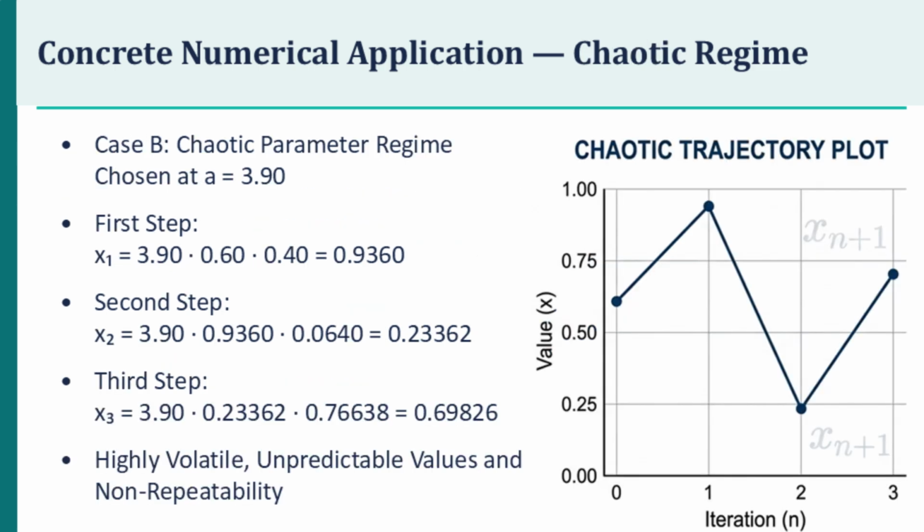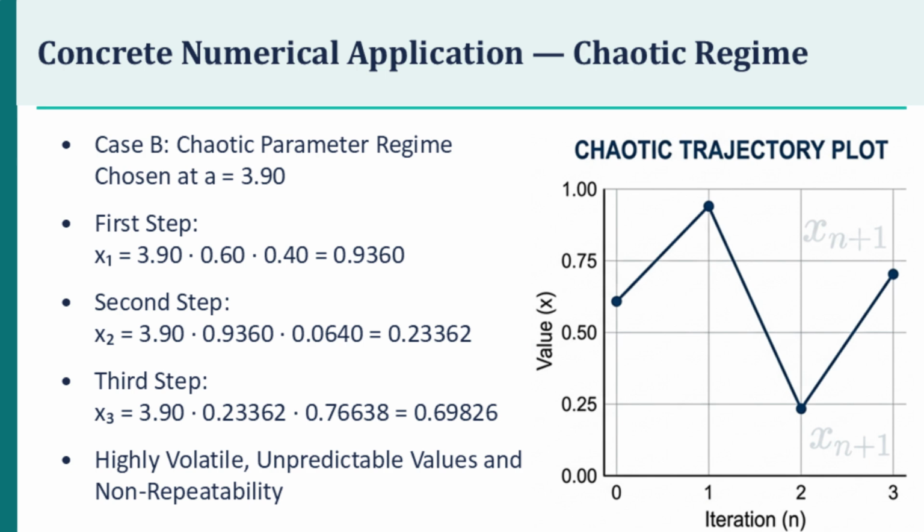Now, let us contrast this with our second example, where we push the system into the chaotic regime by setting the growth parameter a equal to 3.90, while keeping our initial condition x sub 0 at 0.60. Let us compute the first few generations step by step.